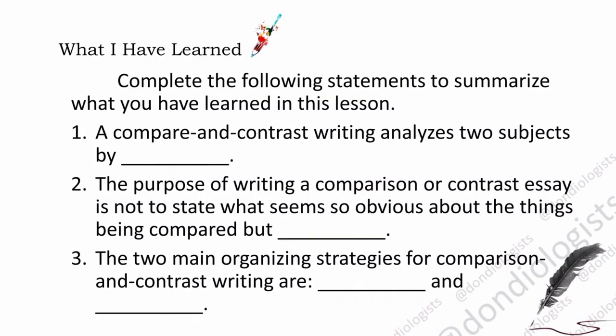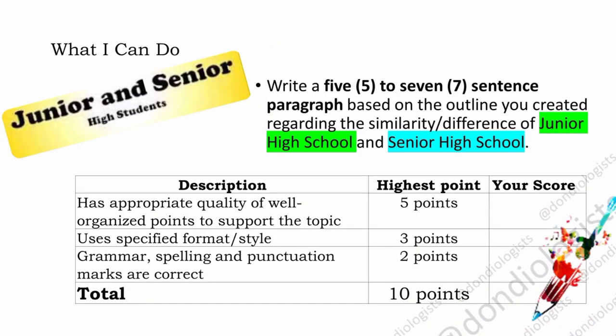Another activity, please complete the following statements to summarize what you have learned in this lesson. Let's upgrade your learning. Write a 5 to 7 sentence paragraph based on the outline you created regarding the similarity or difference of junior high school and senior high school. Please be guided by the rubric.